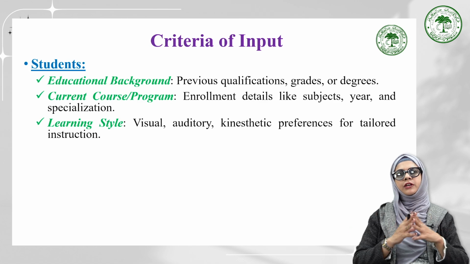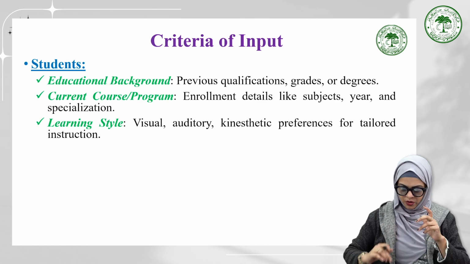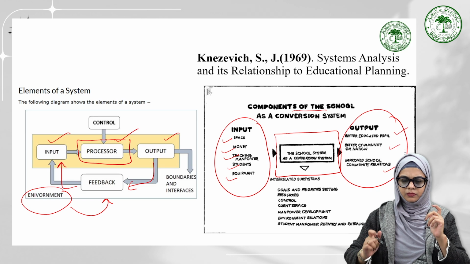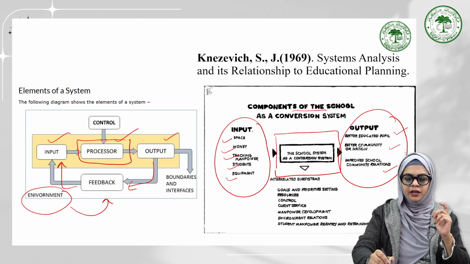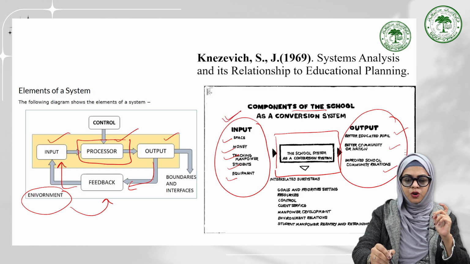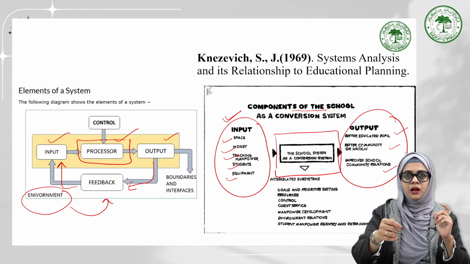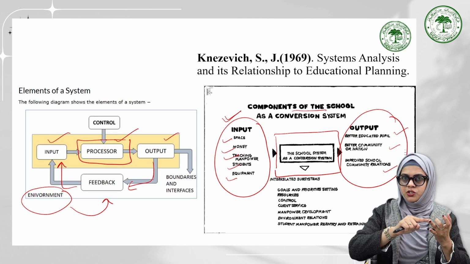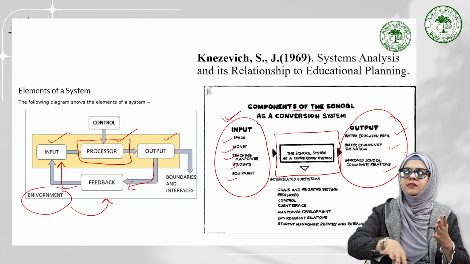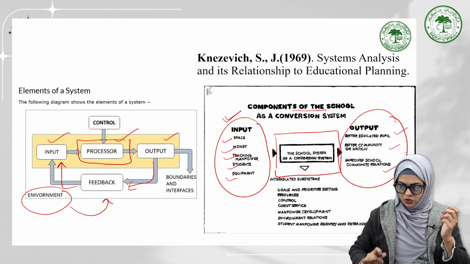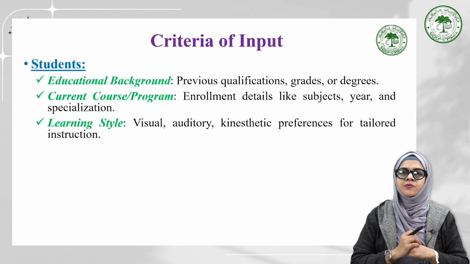Now, coming straight away to the criteria. If I just go back again, what I will do is, under input, I'll be talking about some of the criteria. What will be the criteria required for the inputs? Under inputs, I'll be talking about students, teachers, infrastructure, and textbooks that will be encompassed in the input, right? With that, I'll start first with the students.